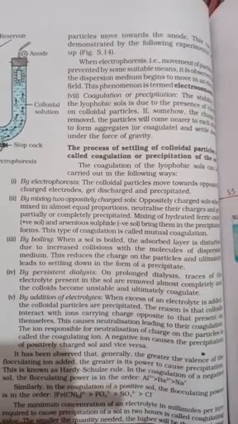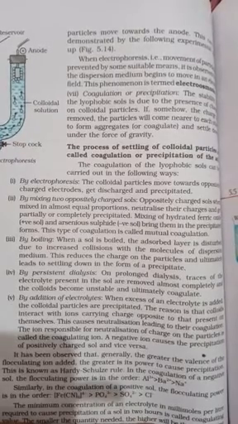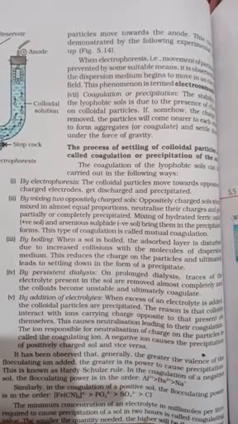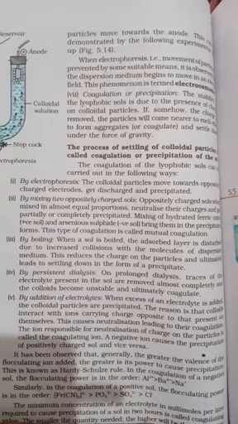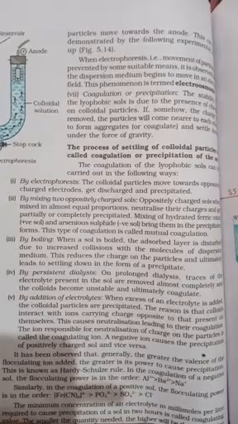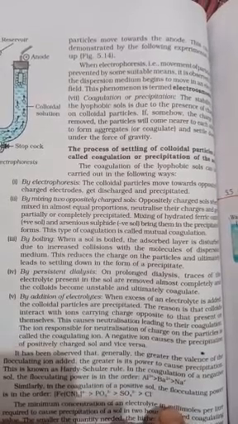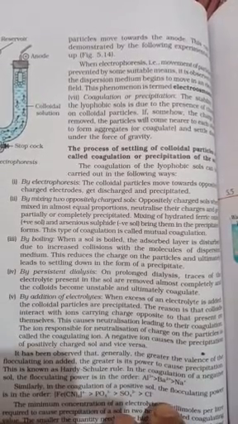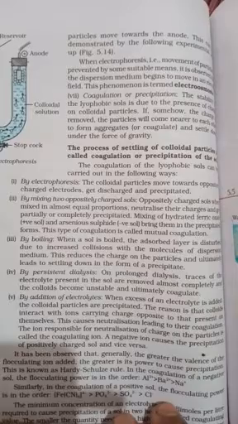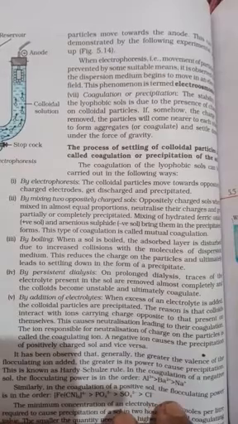In the third process, we can coagulate a colloid by boiling. When the sol is boiled, the adsorbed layer is disturbed due to increased collisions with the molecules of the dispersion medium. This reduces the charge on the particle and ultimately leads to settling down in the form of precipitate. Next is persistent dialysis, that is, prolonged dialysis. Traces of the electrolyte present in the sol are removed almost completely and the colloid becomes unstable and ultimately coagulates.